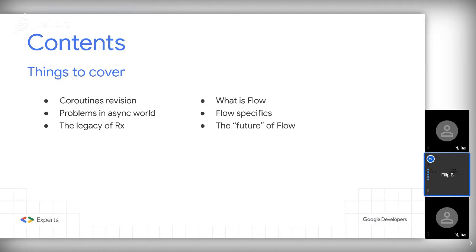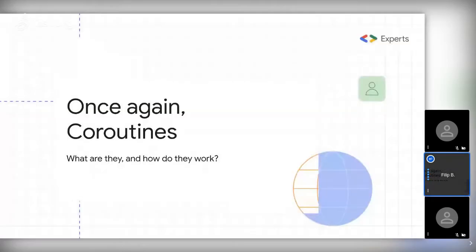Also, the legacy of Rx, or why Rx and similar mechanisms are now being replaced, or at least Flow is trying to replace or maybe give a new way of dealing with asynchronous streams, which may eventually replace or fill a new gap that Rx doesn't. And then I'll talk about the flows and its specifics. So once again, let's talk about coroutines and what they are, how they work.